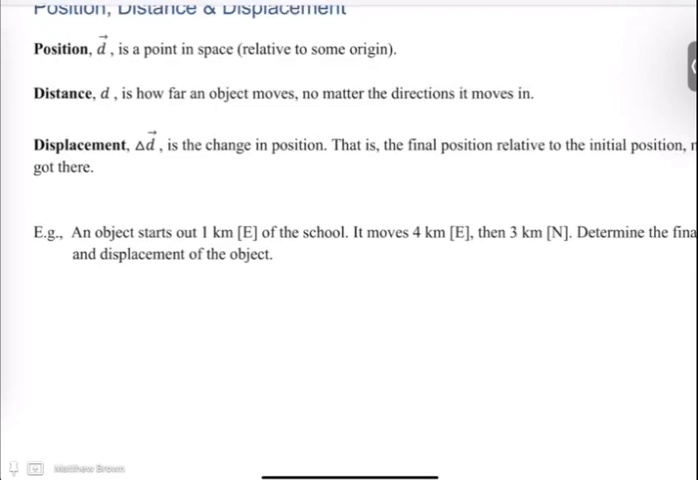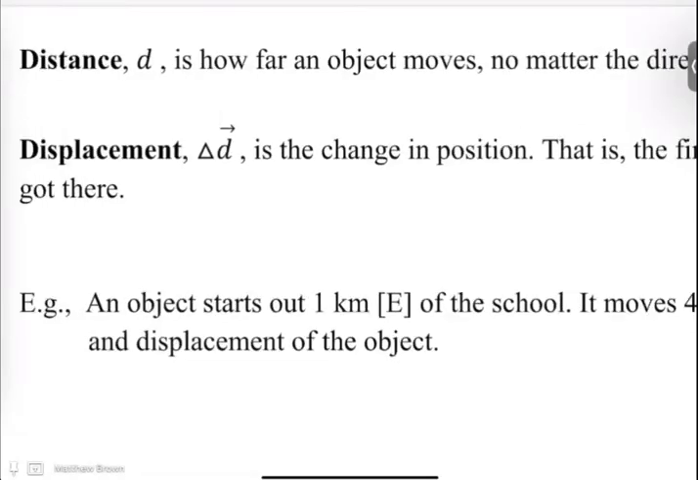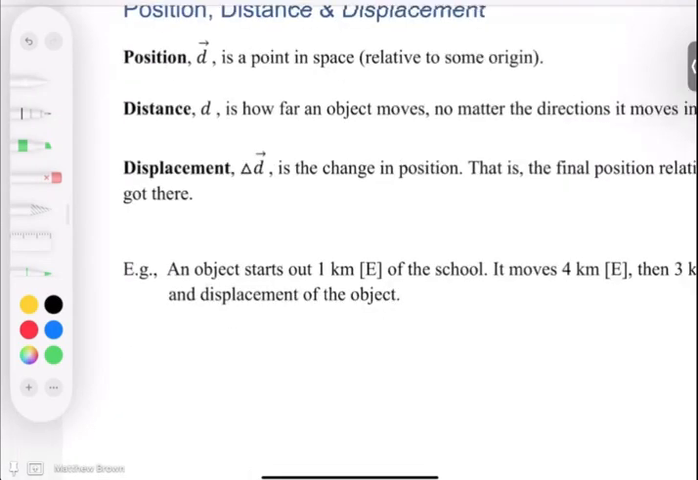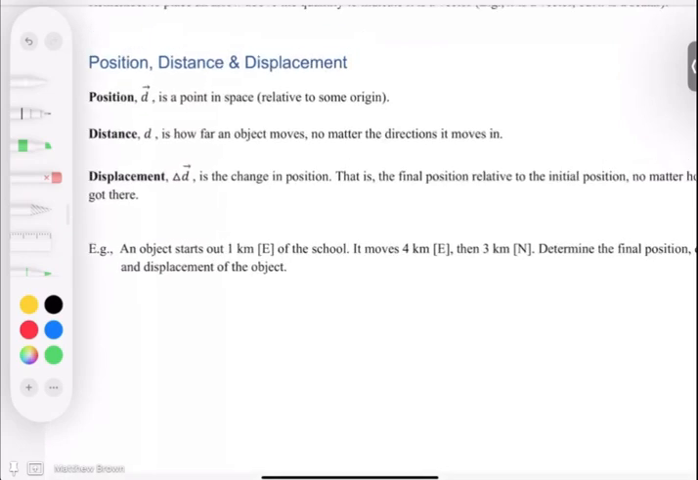Displacement, that's the third one there, that's delta D. And everybody remembers this delta symbol right here. That just means change. The change in position. So to get that mathematically, you just take the final position and subtract whatever the initial position is. If you were initially 5 meters away from the point 0, 0 and you went to 7 meters, your displacement is positive 2. That's it.